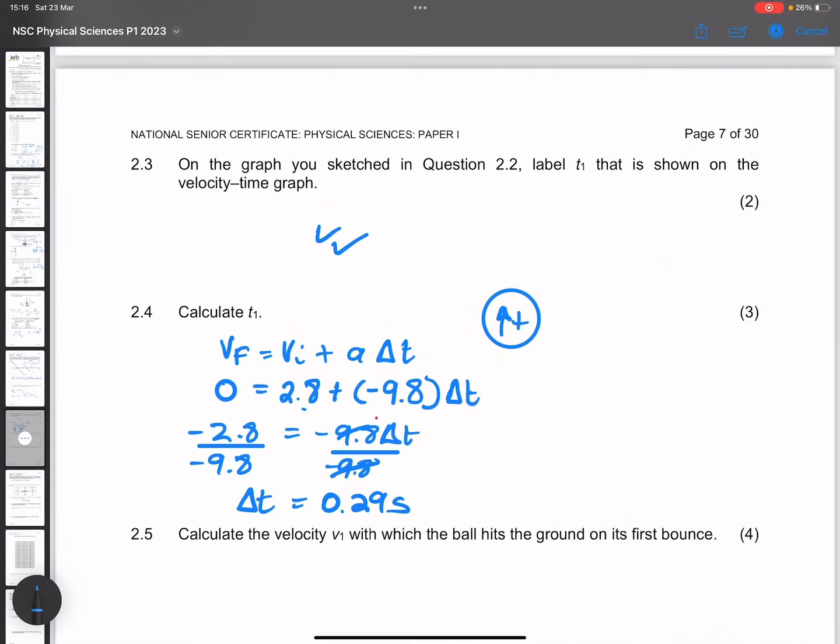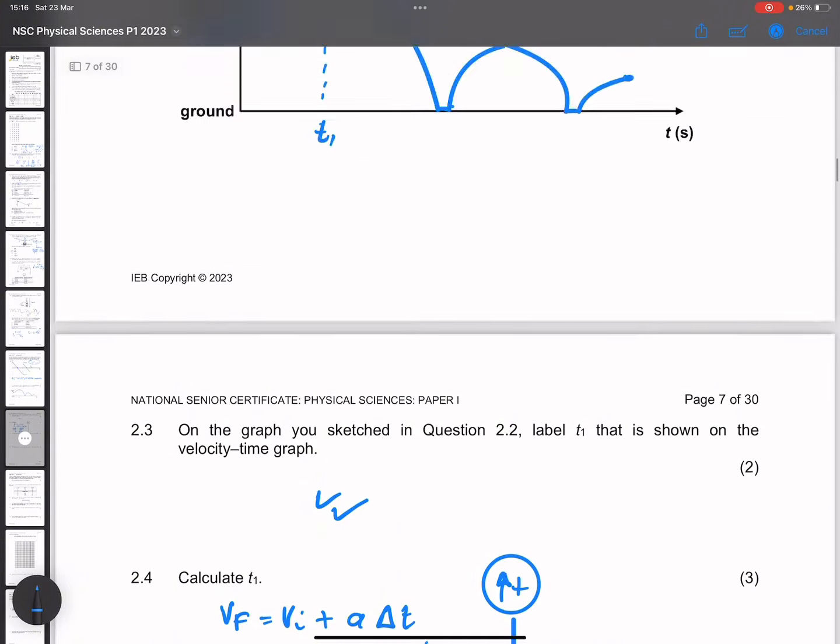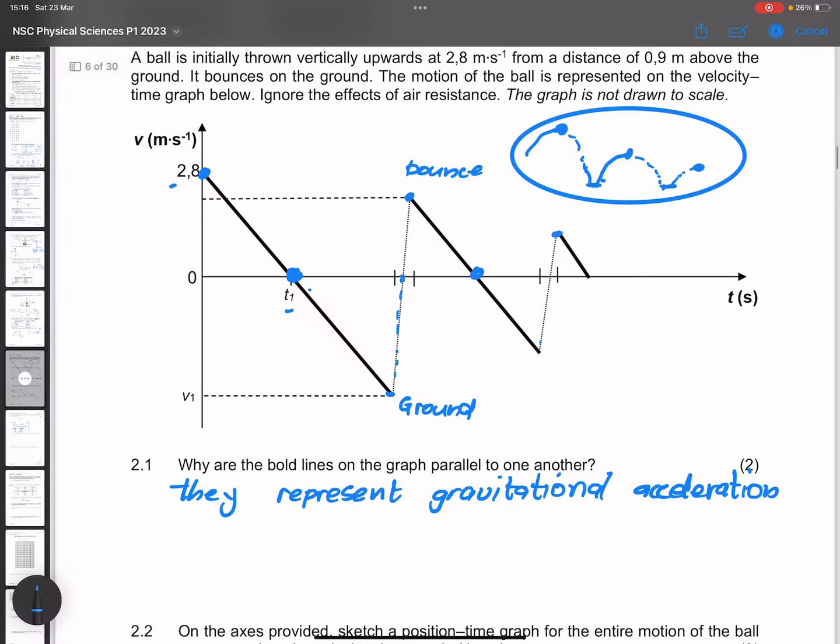Now, another way that you could have done this is to use the gradient of the graph. So please remember that the gradient of this graph gives us acceleration, isn't it? So we know the gradient, right? So that's change in V divided by change in T. So we know the gradient would be negative. You can tell that's a negative gradient there. So you can choose that one.